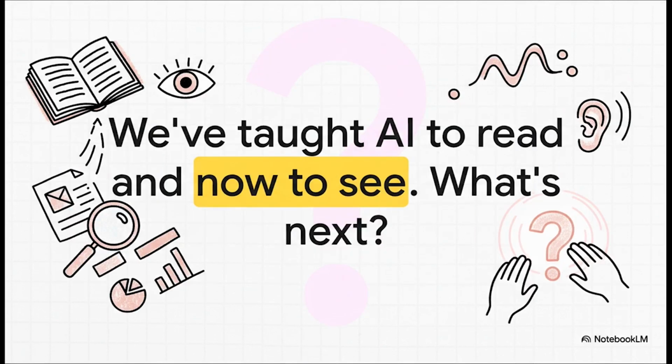And it leaves us with a pretty deep thought. For years, the big challenge was teaching AI how to read and understand human language. We're now getting really good at teaching it to see and interpret complex visual data. So the question for all of us is, what's next? What's the next sense we need to teach our AI to truly help us understand the world?